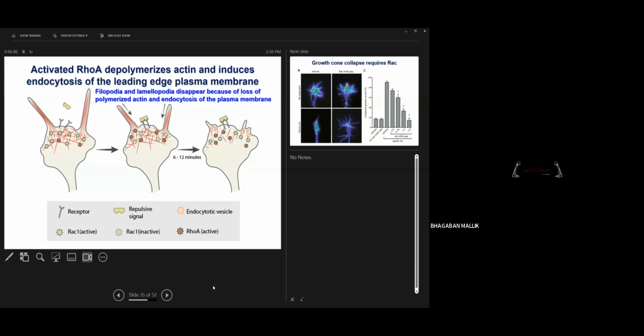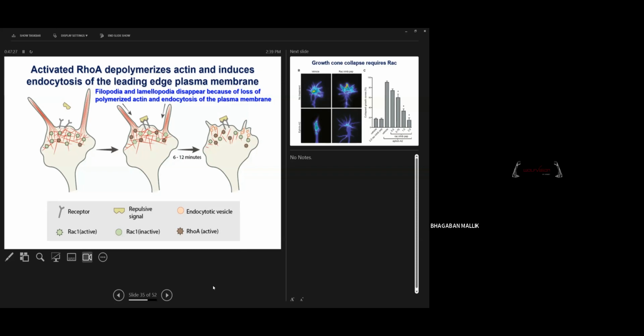This is what happens in the first step: the chemoattractant binds to the receptor here. In the second step, initially you have less RhoA signal, and you have more RAC, the active molecules. That's why you have filopodia here. When the signal binds, RAC1 becomes inactive and RhoA becomes active.